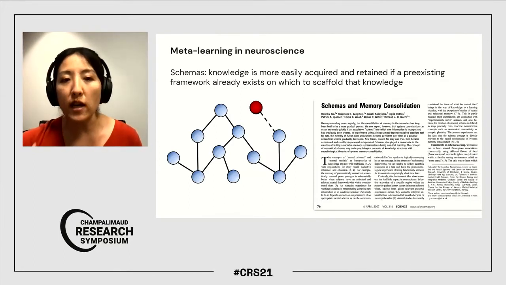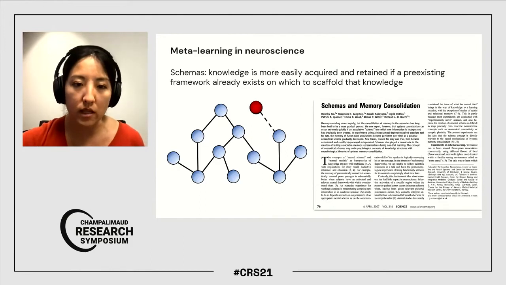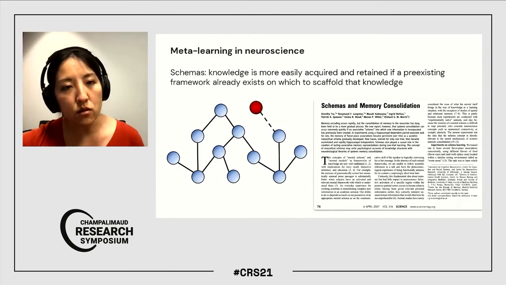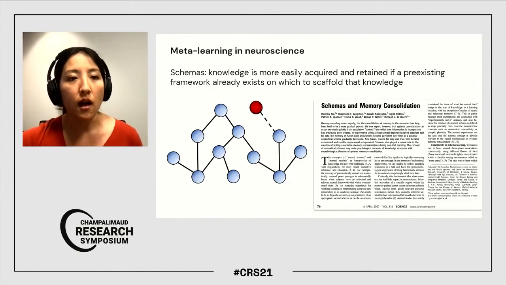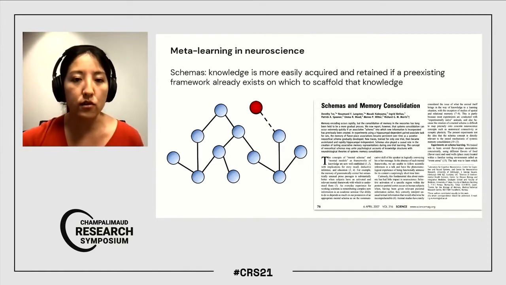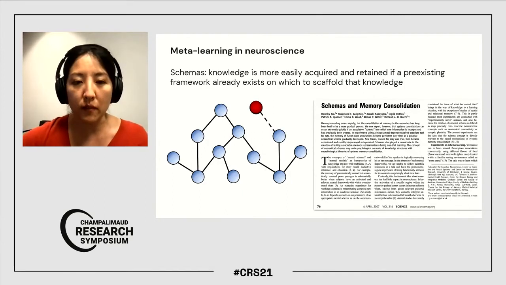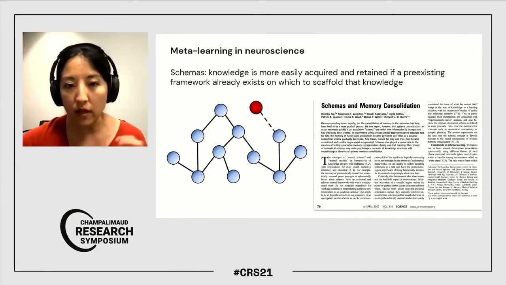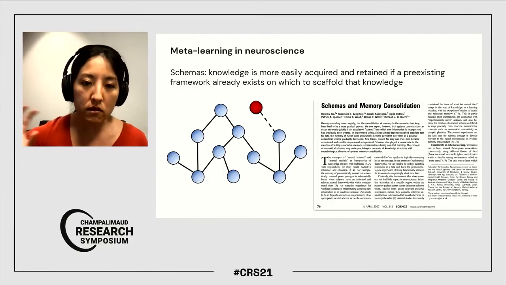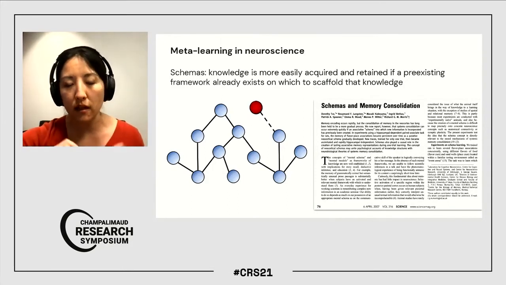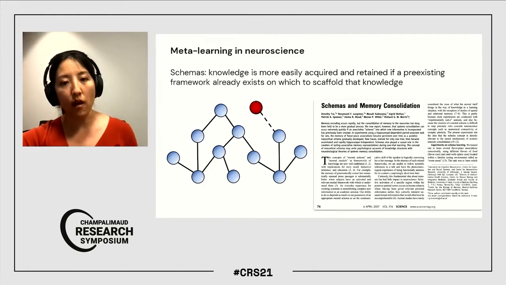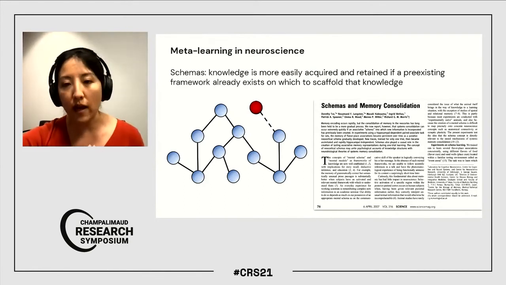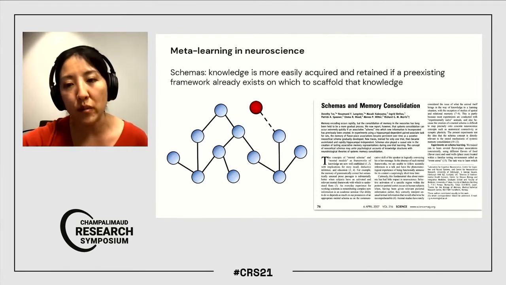And we can see this also happening on much faster timescales, where both forms of learning are within a single lifetime. Schema learning is one example of this. Schema learning is the observation that knowledge is more easily acquired and retained if you have a pre-existing framework on which to scaffold that knowledge. An example of this in everyday life is, if you're trying to study for a test, you probably find it a lot easier to remember a lot of facts if you have a scaffold to hang all those facts on, and if all those facts are congruent with each other and form a coherent narrative, as opposed to if they're just arbitrary facts, then it's a lot harder to remember.